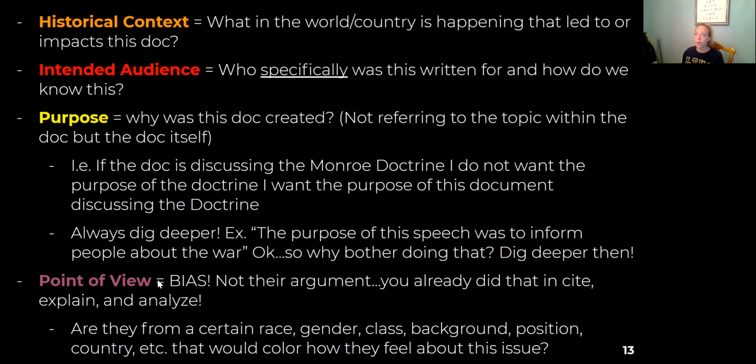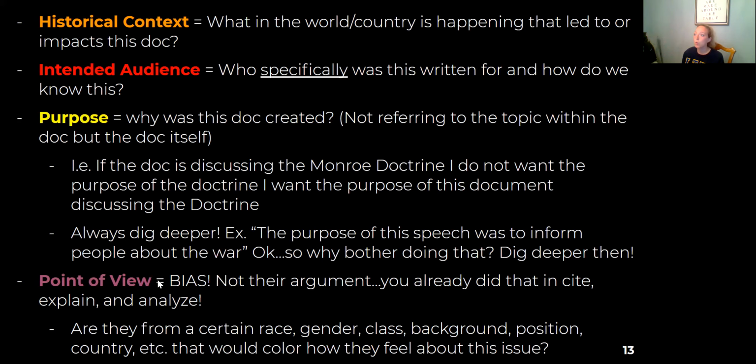So to go over those 4 kinds, historical context and purpose are probably the 2 most commonly used ones. Historical context, I think, is the easiest, most straightforward. So that's basically what in the world or country is happening that led to this doc being created or would impact this doc. You guys tend to naturally do this before even talking about the document anyway, and that's fine. If you write about it before you cite and explain and analyze the doc, that's fine. It doesn't matter if it's before or after the document.